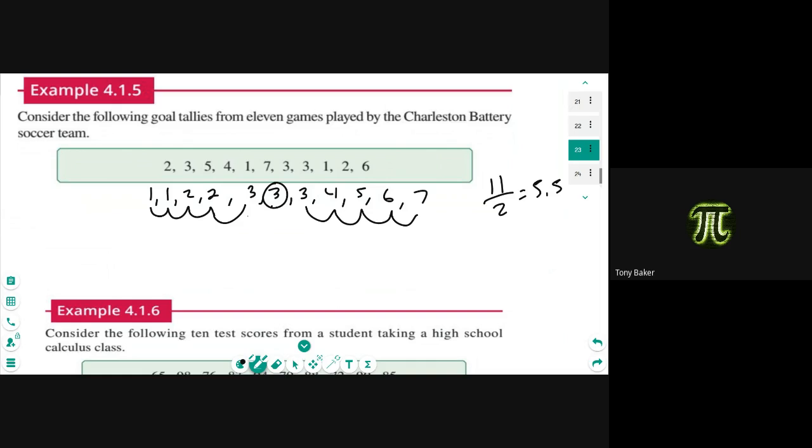Where did you get the 2 from? Yeah, because you're basically looking for the middle. So that's why you divide by 2, because we're cutting the data in half.